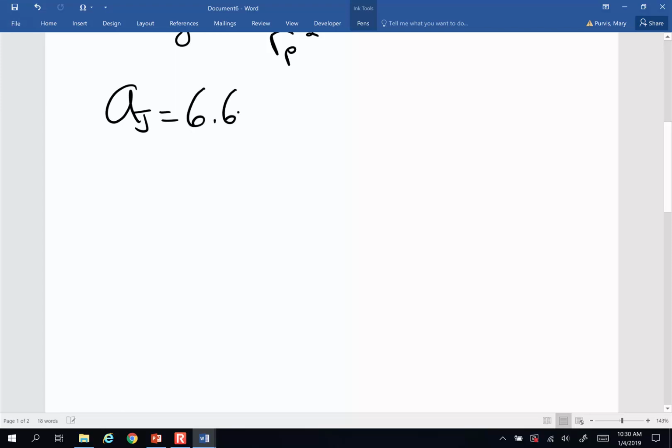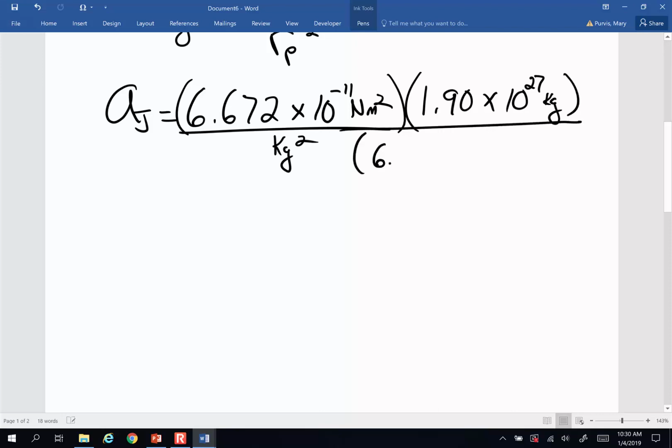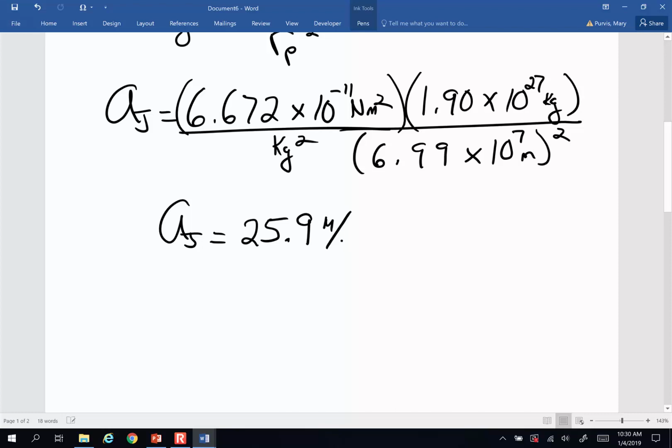G is 6.672 times 10 to the negative 11th newton meters squared per kilogram squared. It's a universal gravitation constant. That's going to be multiplied by the mass of the planet, and Jupiter is 1.90 times 10 to the 27 kilograms, divided by the radius squared, and we just need the radius of the planet, 6.99 times 10 to the 7th meters quantity squared, and that will give us the acceleration of gravity. So on Jupiter, it's 25.9 meters per second squared.